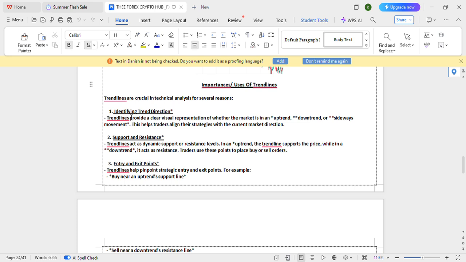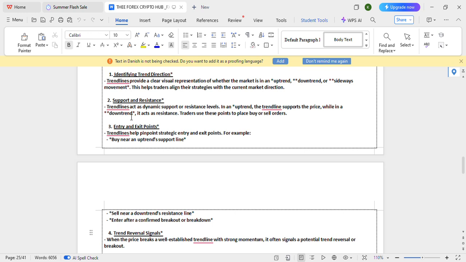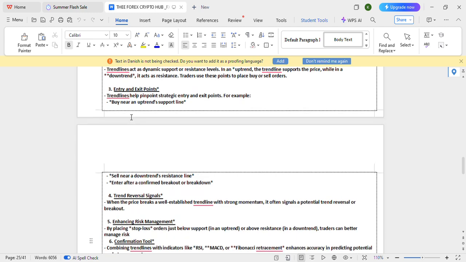Number two, support and resistance. Trend lines act as support and resistance, and most beginner traders use support to buy and resistance to sell. You buy low and sell high, but I don't advise people to use trend lines for entries. We'll check when it comes to that. Point number three is entry and exit points. That is the same thing as what I've just explained in point number two. You can use trend lines to enter the market for either a buy or a sell, right?